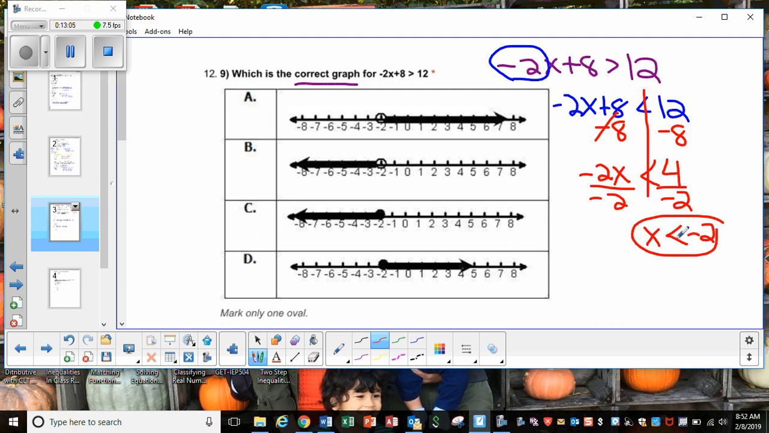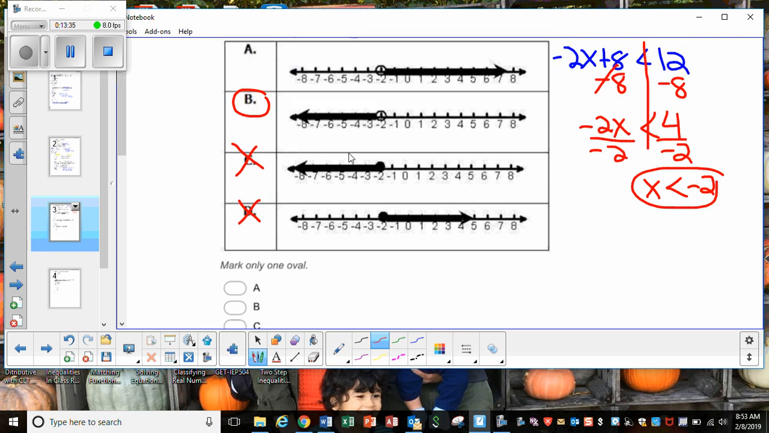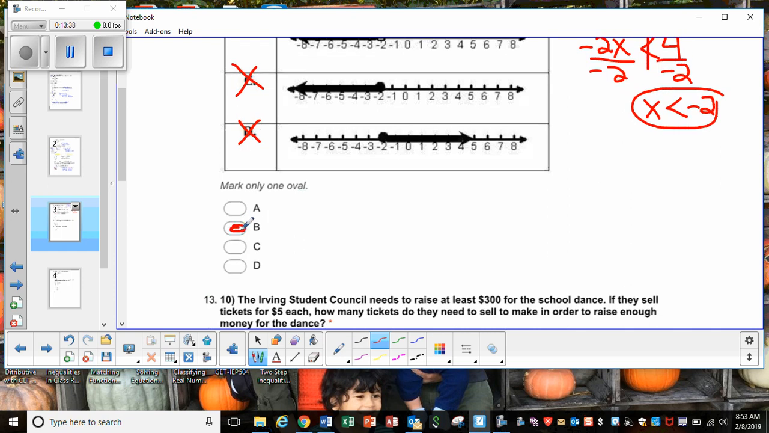So the less than symbol means that I need an open circle. So I'm going to slash the trash. C and D are out because of the closed circle. And less than -2 means to choose all values smaller than -2. So that means it's going to be option B. Option A does not work because all of these values shaded are greater than -2. Someone who may have picked option A may have forgotten to flip because of the negative coefficient. So B is the answer. I'm going to mark that down here, and I'm going to move on to number 10.